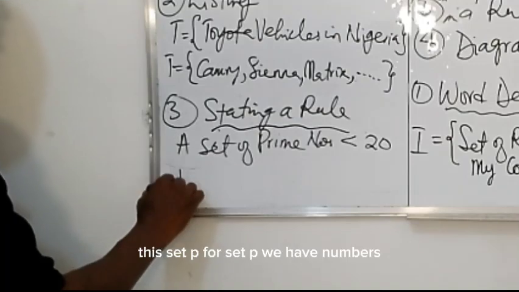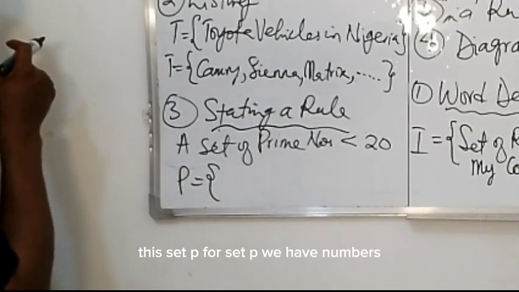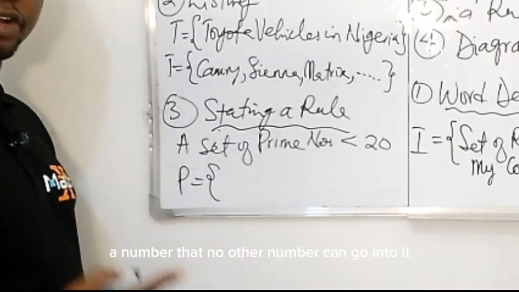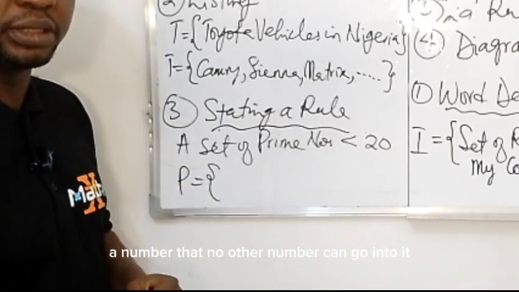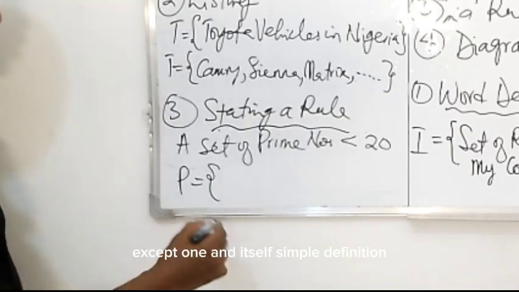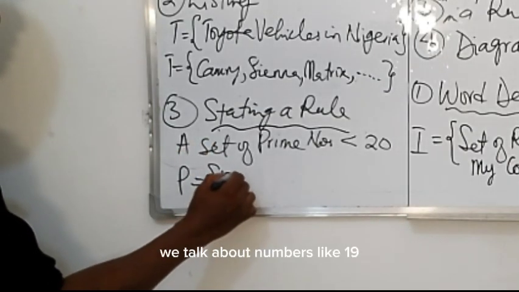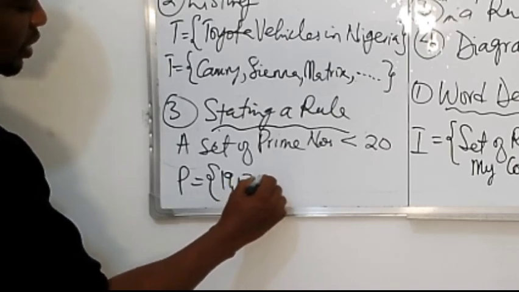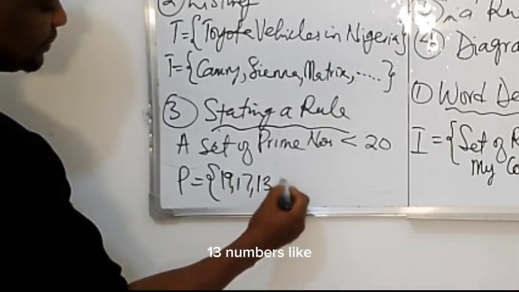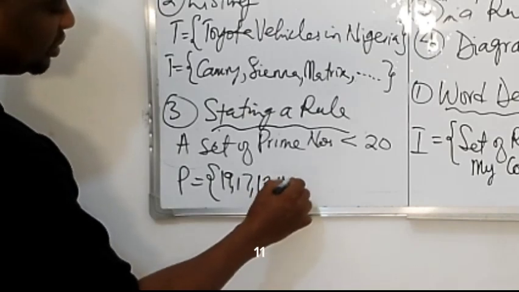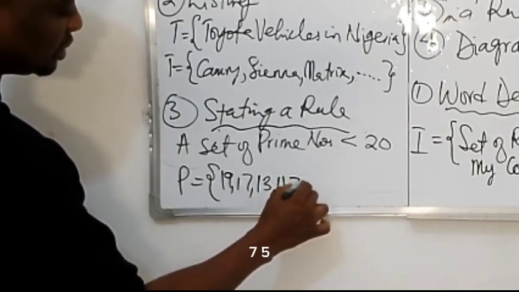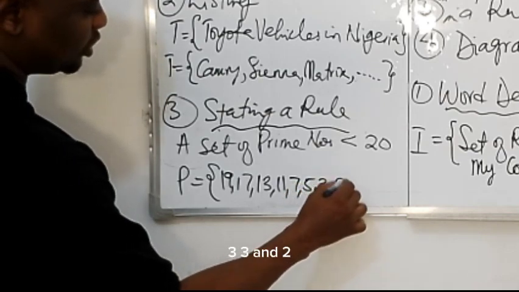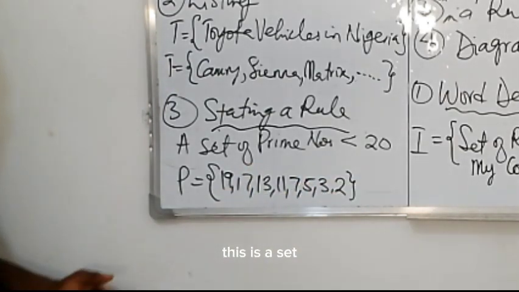So for this, call this set P. For set P, we'll have all the prime numbers. Well, first of all, you should know what a prime number is. A number that no other number can go into except one and itself. Simple definition. So we'll talk about numbers like 19, 17, 13, 11, 7, 5, 3, and 2. So this is a set.